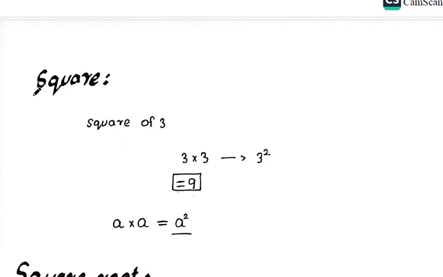Now, squares. What does it mean by square? Basically, the square of a number is the result of multiplying the number by itself. If someone asks you to find the square of 3, it basically means multiplying 3 with itself, which can also be written as 3 square, which will give us the answer as 9.